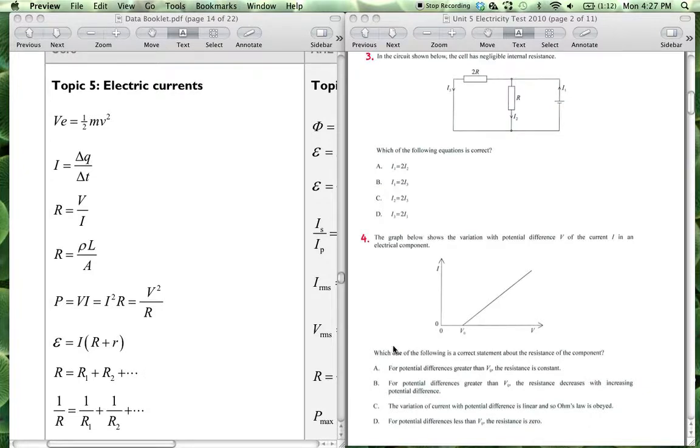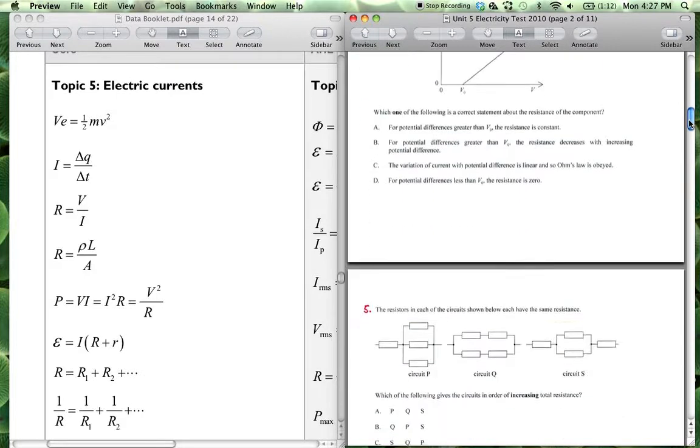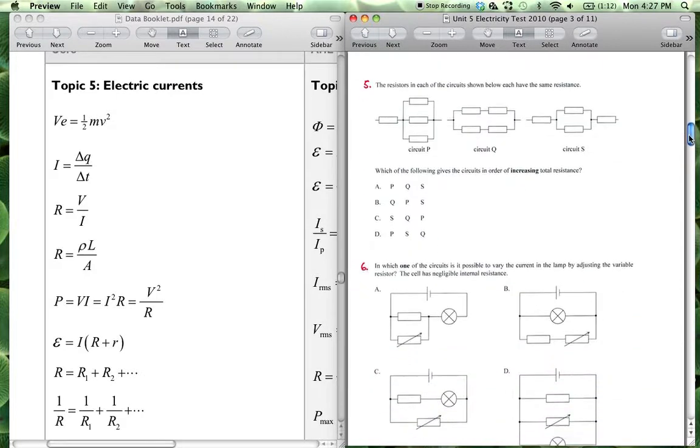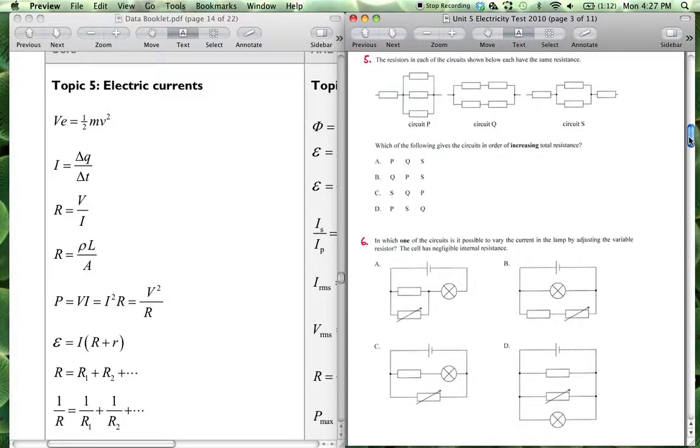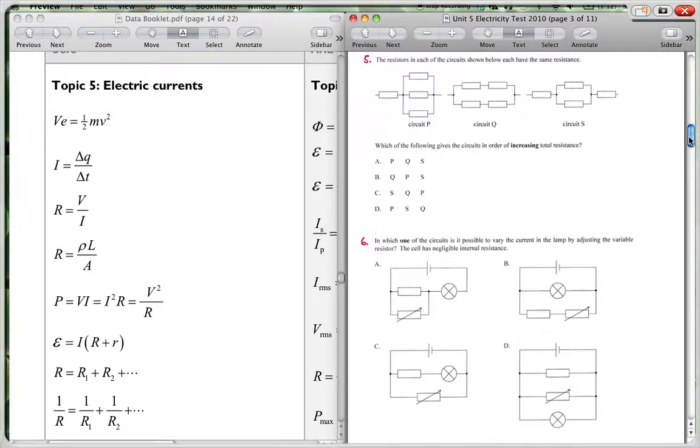So going on to our next question, question 5. We have the resistors in each of the circuits shown below. Each have the same resistance. Now, I'm going to put in a value for that. I usually like to do that. So let's just say each of these have got 1 ohm, 1 ohm, 1 ohm, and 1 ohm. And we can work out the resistance for each one of these.